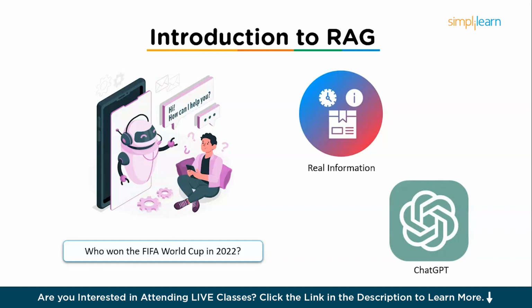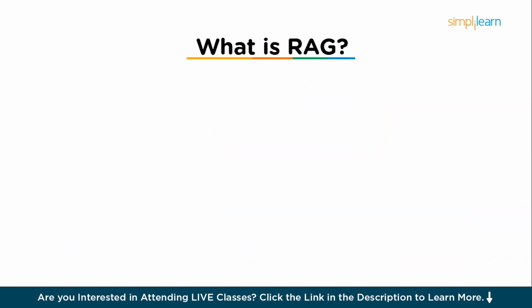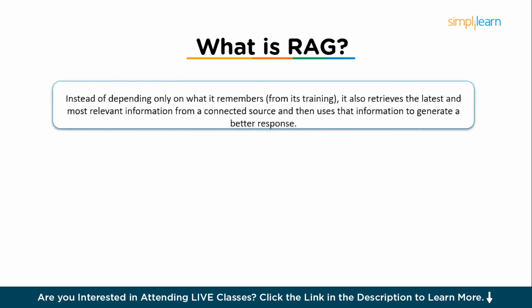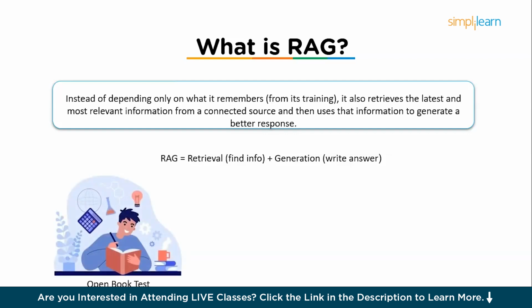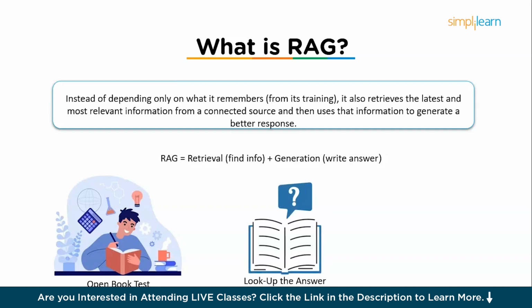Then RAG comes in. The short for Retrieval Augmented Generation solves this problem. So let us now understand what is RAG. RAG is like giving your AI a powerful search engine buddy. So instead of depending only on what it remembers from its training, it also retrieves the latest and the most relevant information from a connected source, like a document, knowledge base, or even the web, and then uses the information to generate a better response. So, RAG is equal to retrieval, that is find information, plus generation, that is writing answers. Think of it as a student taking an open book test. First, they look up the question and then they explain it in their own words.